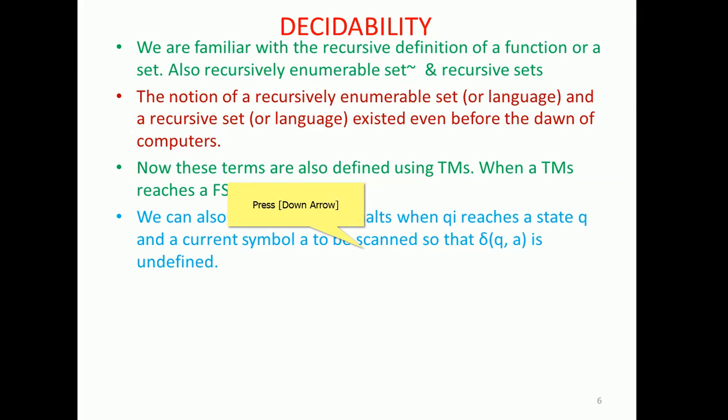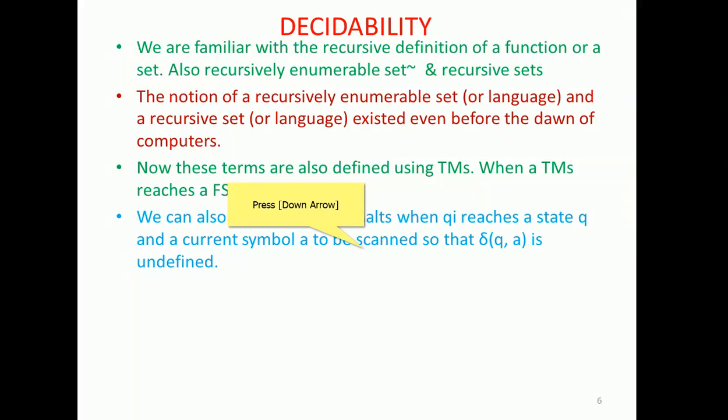Qi reaches the state Q, that is the current state and the next state, right? So Qi reaches a state Q and the current symbol A is to be scanned. After that comes delta of Q comma A. Delta means the transition on Q comma A, where Q is the current state and the input is A. After scanning the input symbol A, it has to go to the next state. So that is undefined.